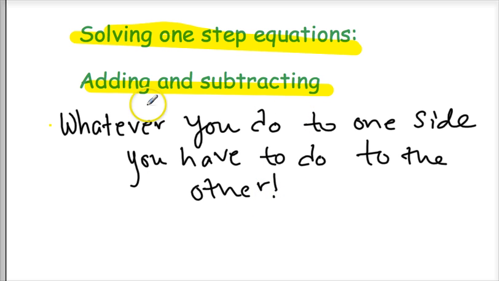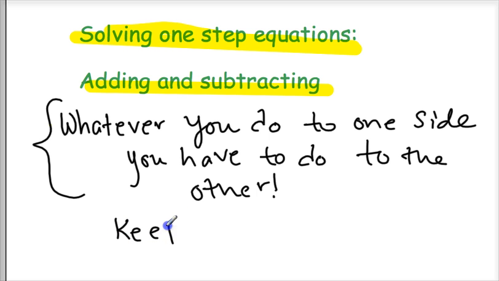It's a rule that you are going to use for a long, long, long time. This should also be written as your title. All right, so whatever you do to one side, you have to do to the other. What do I mean by that? We want to keep our equation balanced.